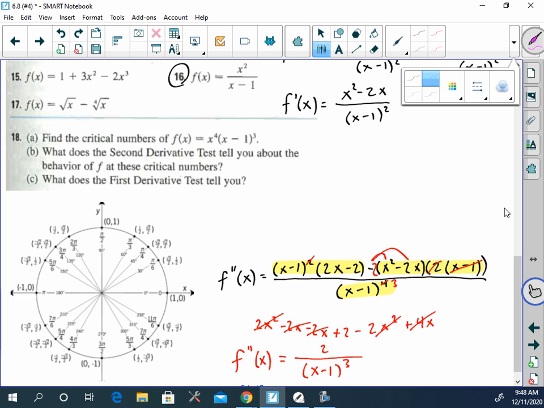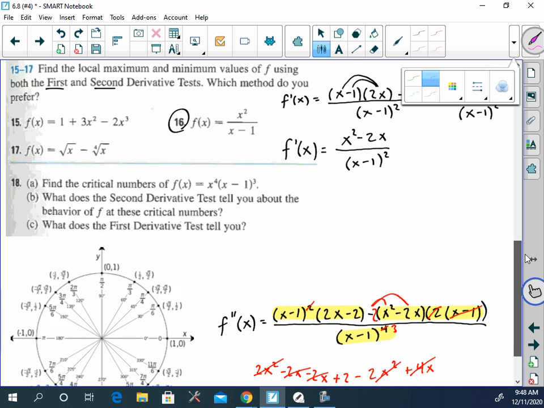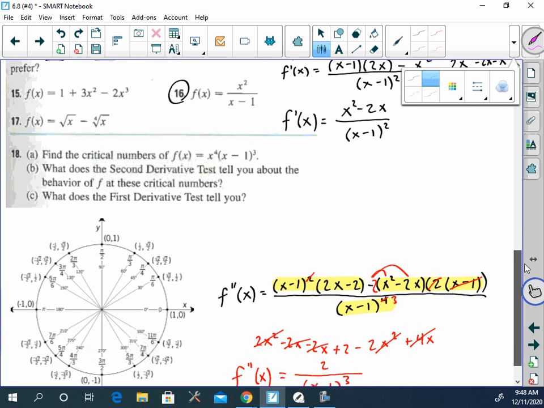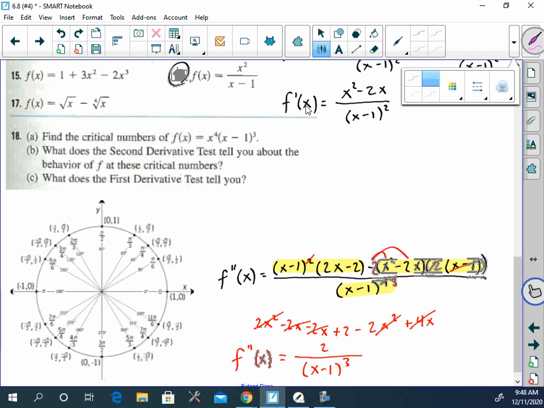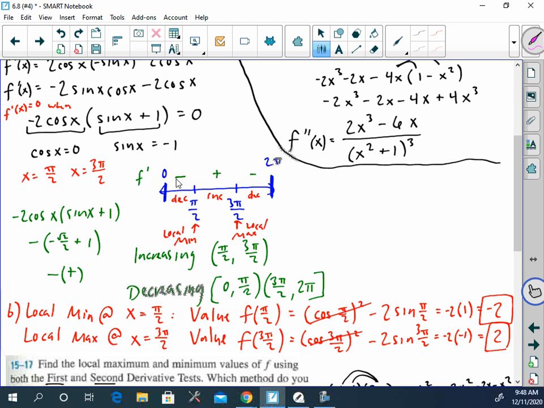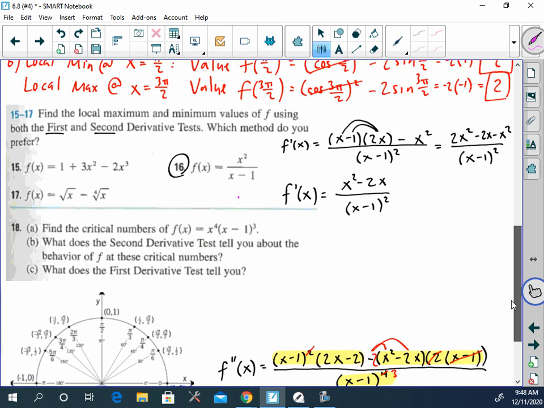So now, I forget what we're doing here. Find the local max and min values of f. Okay, so the maxes and mins, if we're just doing the first derivative test, that's like what we were doing up here, where we put it on the number line and we see where it's increasing, decreasing, and then we find them. So it's exactly like what we did up here.